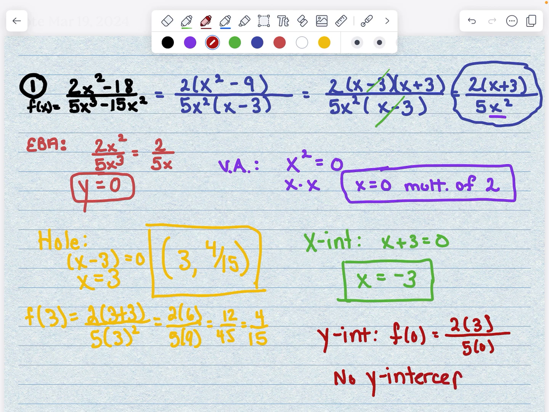If you can think about why we don't have a y-intercept, that's awesome. Maybe I'll talk about that sometime in class, but see if you can figure out why in this graph we have no y-intercept.